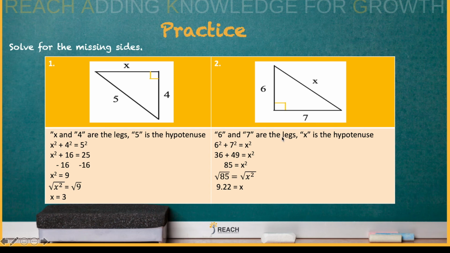Go ahead and plug your two legs in, 6 and 7, so we get 6 squared plus 7 squared equals x squared. We square those, we get our numbers, add them up, and then take the square root. 85 is not a perfect square, so I just put the square root of 85 in my calculator to get that decimal answer. You could simplify square roots. This is not the goal. There's a video I posted on how to simplify square roots if you want to know how to do that. Other than that, you're done.